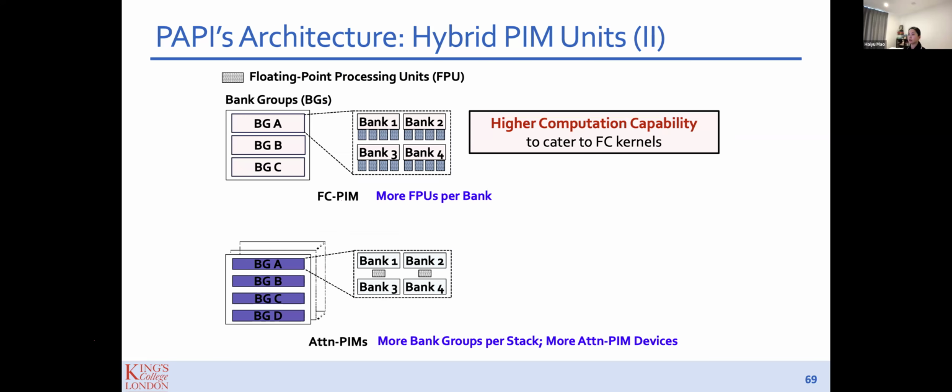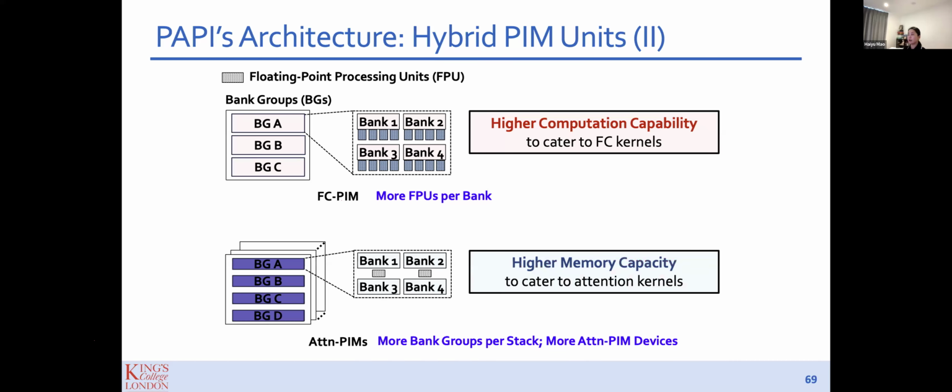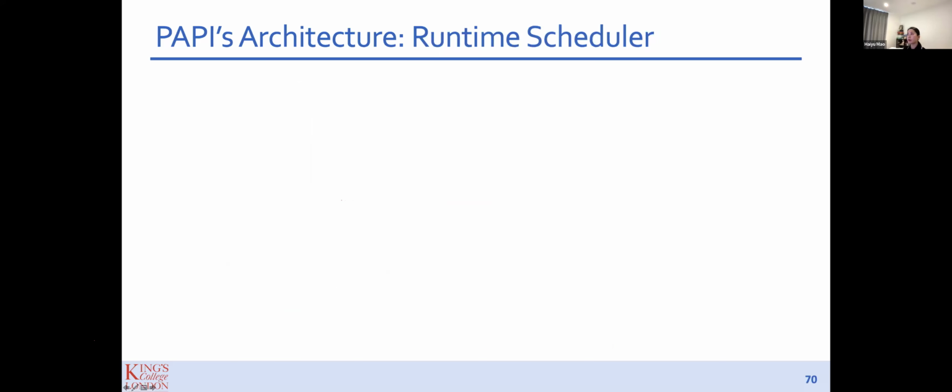And in the attention PIM, because it's more demanding for the memory units, it has a higher memory capacity to cater to the attention kernels. Okay? So the integration of the processing units and the bank units is different in these two types of PIMs.